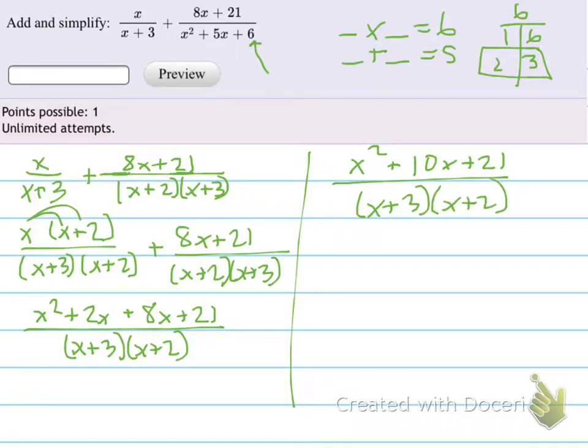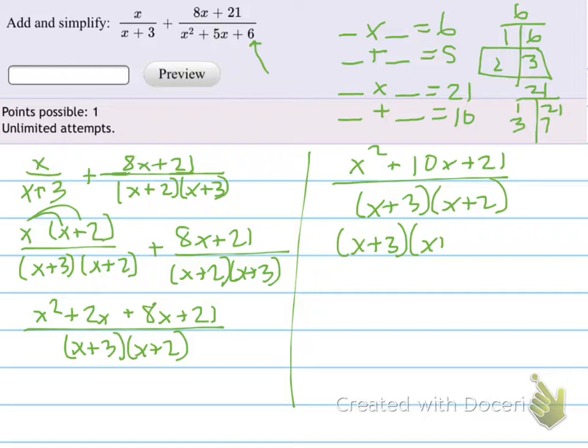Now we don't know yet if we have this in the lowest terms, in the lowest possible simplified manner. What we need to do is see if this numerator will factor. So again, we're looking at numbers that will multiply to equal 21 and add to equal 10. So we can start by looking at, well, there's 1 and 21. That's not going to work. There's 3 and 7. Hey, 3 and 7 works. So x plus 3, x plus 7 over x plus 3 times x plus 2.